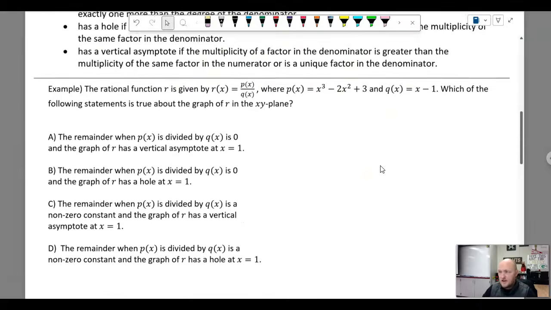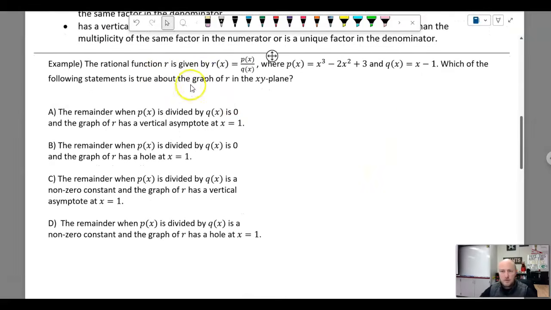So let's go ahead and look at our first example here. The rational function r is given, where r of x is p over q, where p of x and q of x are given. Which of the following statements is true about the graph of r in the xy plane? So let's first of all write this out. So r of x is equal to p, which is x cubed minus 2x squared plus 3, divided by q of x, which is just x minus 1.